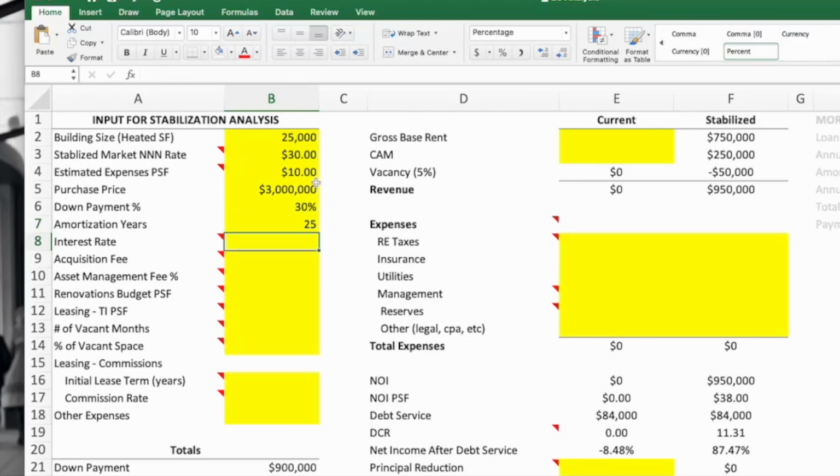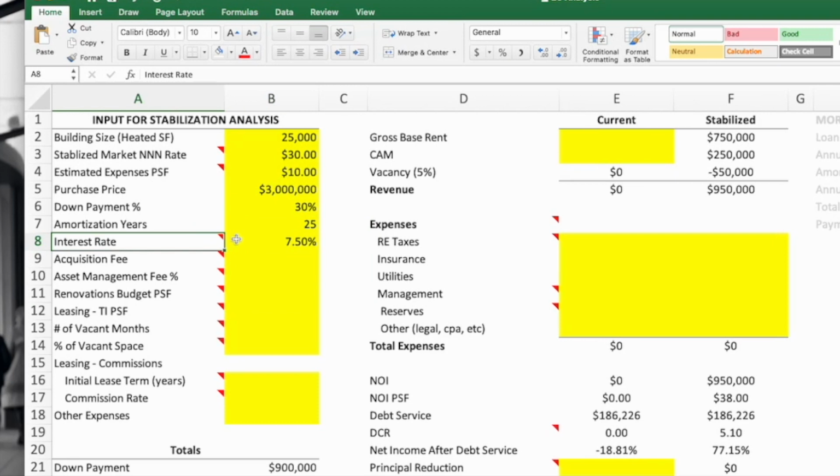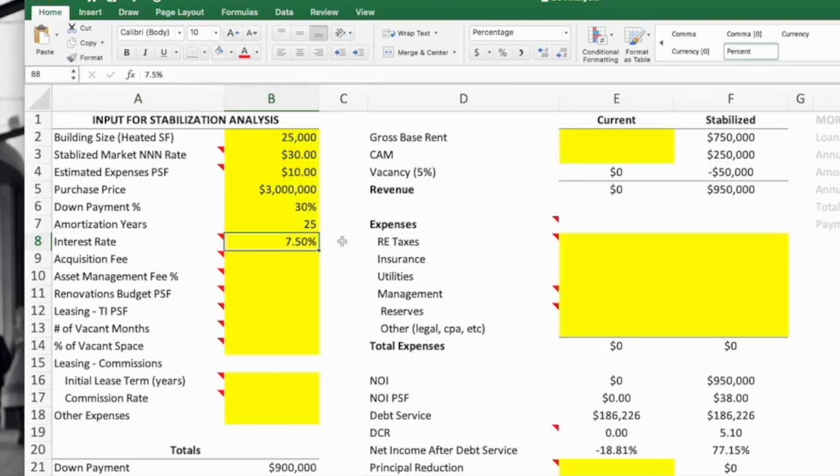Interest rate. Very important that you know what the market interest rates are. Right now, it's currently 7.5%. The note I put in here is that make sure you check your current market interest rates to ensure proper underwriting. You want to make sure that you know what the interest rates are. Talk to your lenders, talk to your mortgage brokers, know what the rates are before you fill this in, because the interest rate here is really going to drive the deal. Even by a quarter point, half a point, everything matters when it comes to the interest rate. So make sure you've got the best gauge possible.